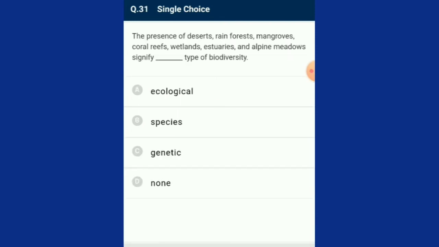Question number 31. The presence of deserts, rainforest, mangroves, coral reefs, wetlands, estuaries, and alpine meadows signify dash type of biodiversity. It is ecological biodiversity. Biodiversity is the term popularized by the sociobiologist Edward Wilson to describe the combined diversity at all the levels of biological organization. The most important of these are genetic, species, and ecological diversity. So the answer is option A, ecological diversity.